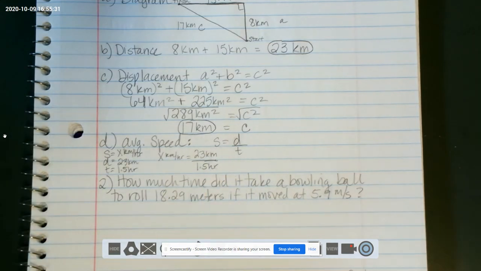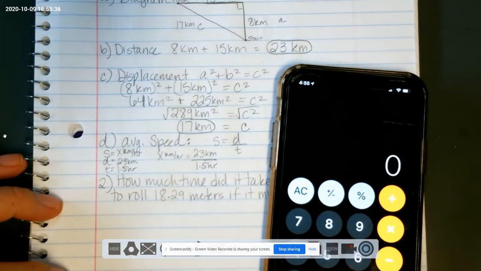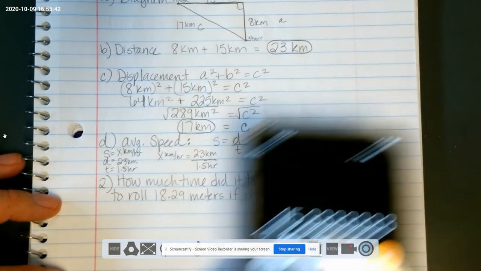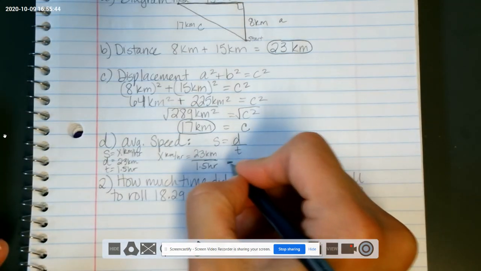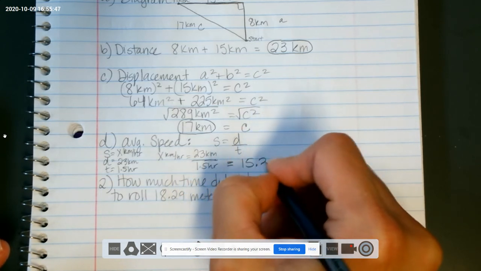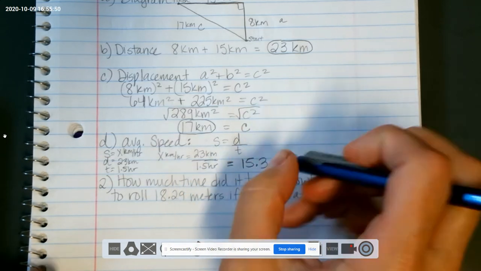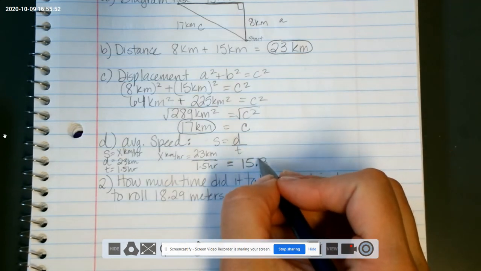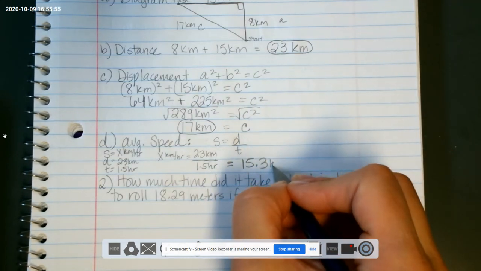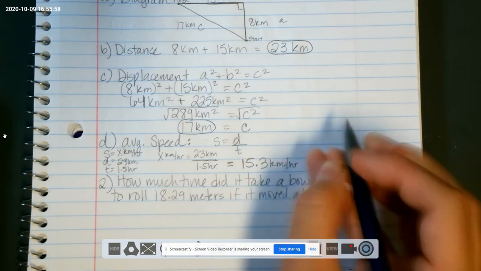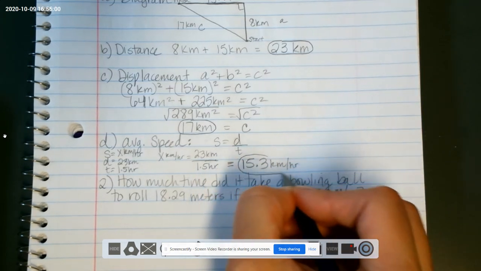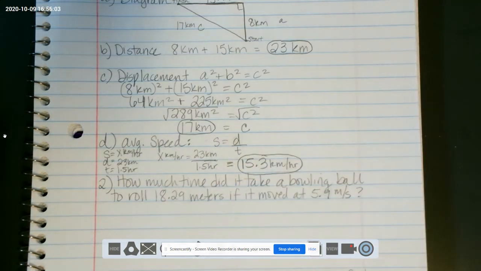So now I just plug that into my calculator. I'm going to go 23 divided by 1.5, and I get 15.333 repeating. So we're going to go equals 15.3. And we're going to circle that and call it kilometers per hour. And if you just put 15 kilometers per hour because you use the right significant figures, then that's perfectly okay.